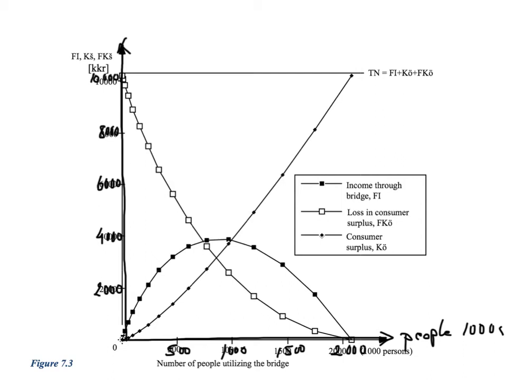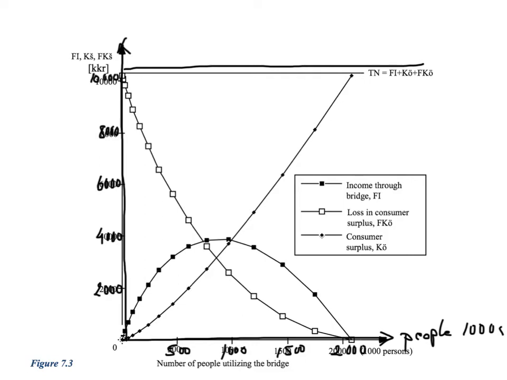The total value of using the bridge could be approximated to 10 million, and this line equals that total value, which is a combination of the revenue, the consumer surplus, and the loss in the consumer surplus.